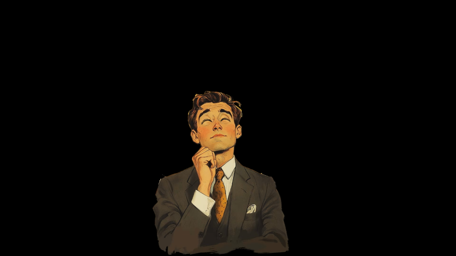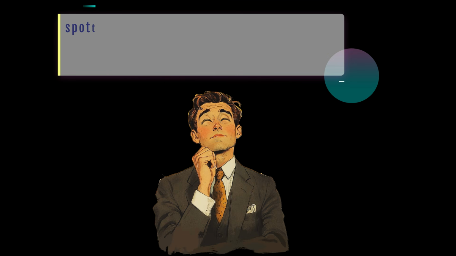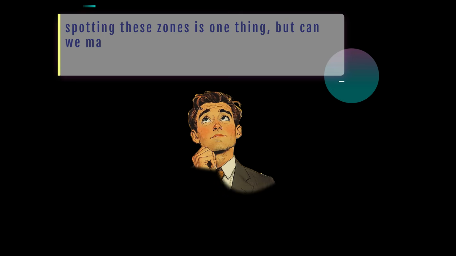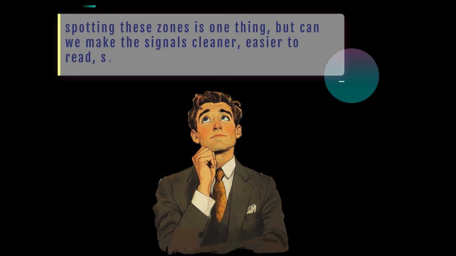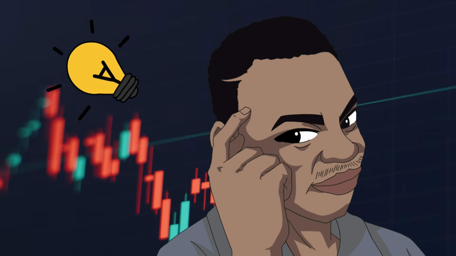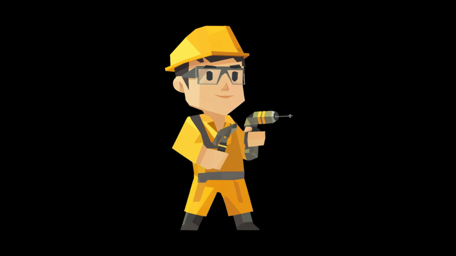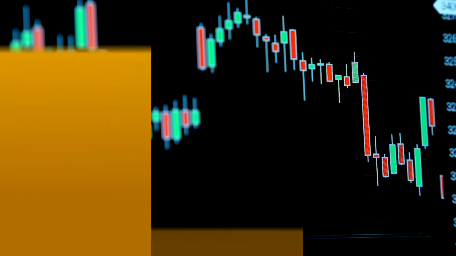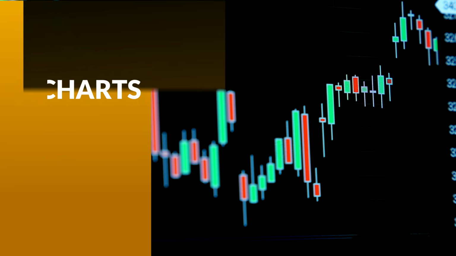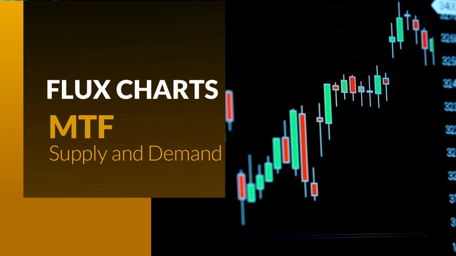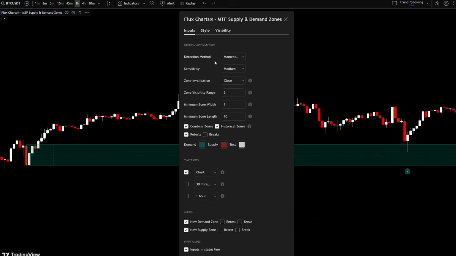And here's what gets me thinking. Spotting these zones is one thing, but can we make the signals cleaner, easier to read so they don't get messy? That's where the next tool comes in, and once you see it, it challenges how you look at charts. The tool I'm using here is called the Flux Charts MTF Supply and Demand. Let me show you how I set it up.